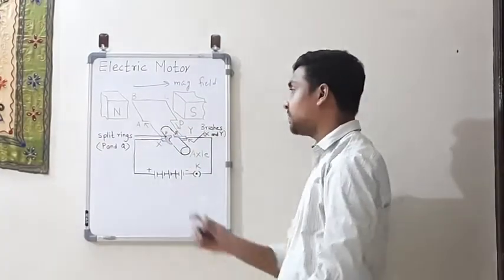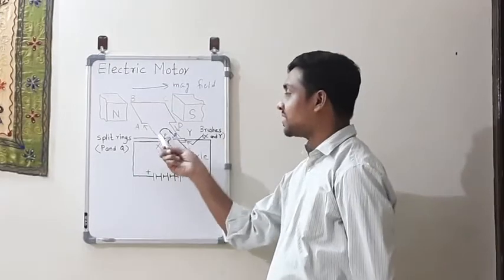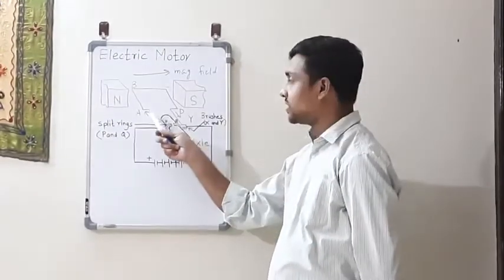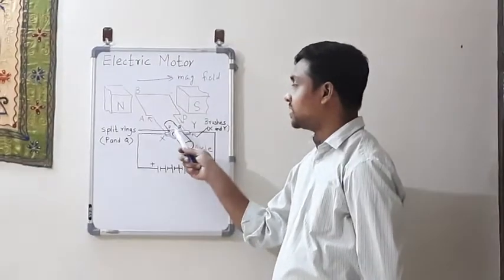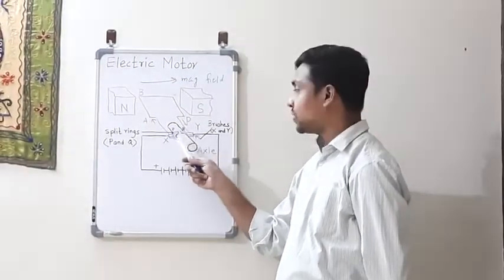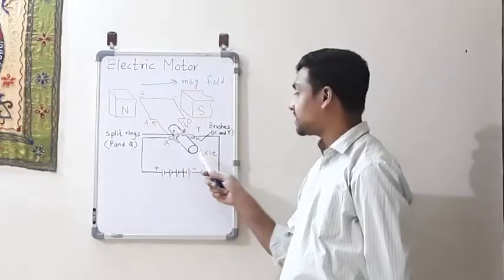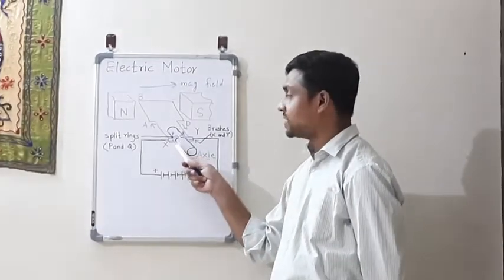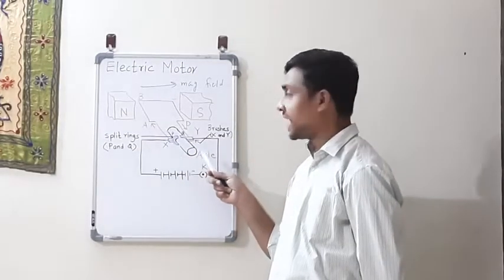Then the coil is connected to the split rings, that is P and Q. The split rings are insulated from the inner side and are connected to the axle over here.